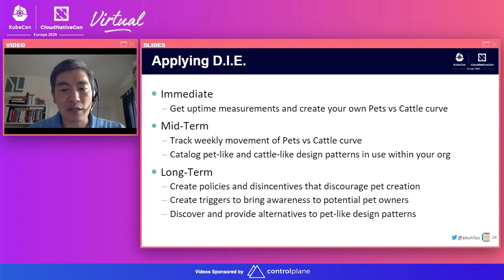And over time, then institute policies and disincentives that challenge people when they start creating a pet or when they allow cattle to become pets. Trigger that awareness so that people know they're about to adopt yet another pet, and give them an option to avoid that scenario altogether. So that's what I would encourage you to do as we think about the next era of security and the new paradigms that go with it. Aim for DIE. Try to avoid doing CIA.